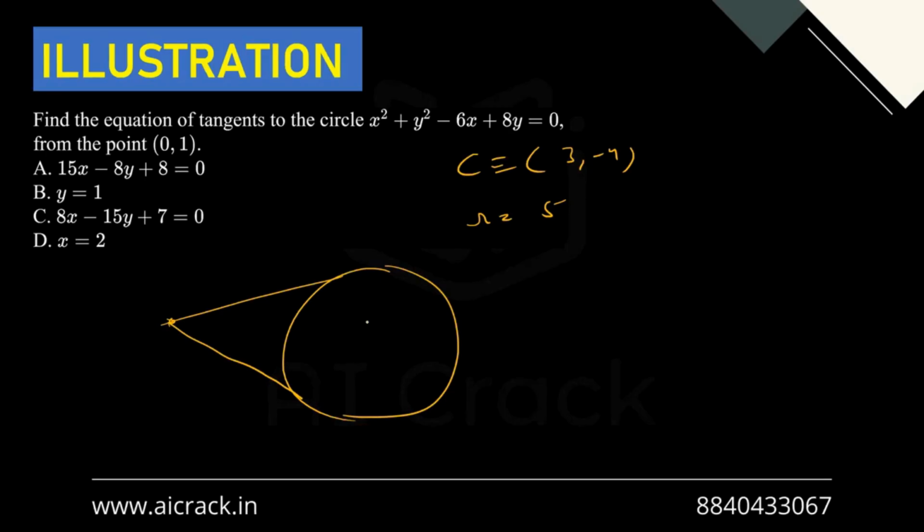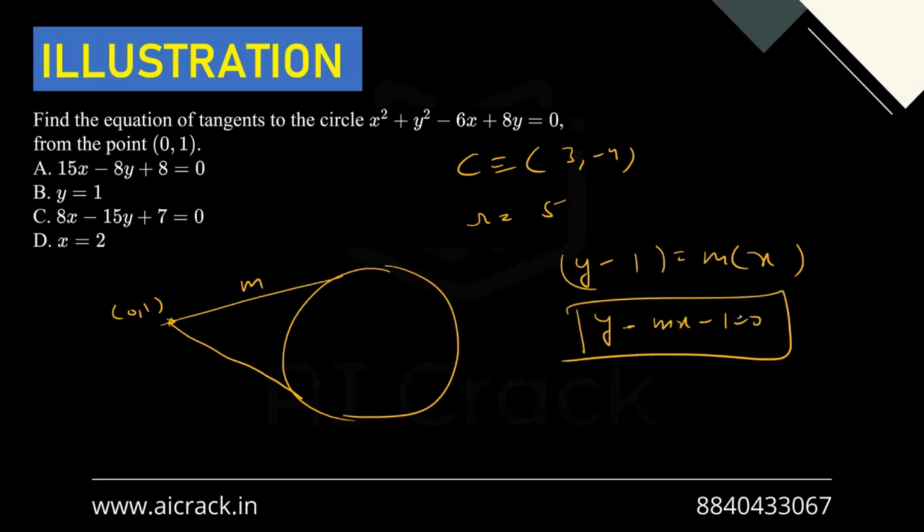Okay, now what we can do, we can write down the equation of tangent in terms of slope, because slope is variable over here. So I can write down the equation of tangent from this point. That would be y minus y1, that is 1, equals m times x minus 0, right? So basically we have got y minus mx minus 1 equals 0 as the variable tangent equation, right? Now all I have to do is drop the perpendicular from the center, that is 3 comma minus 4, on this tangent. It would work both ways because we are going to get the modulus value. So we are going to get two values for m. So that would take care of this tangent and also this tangent.